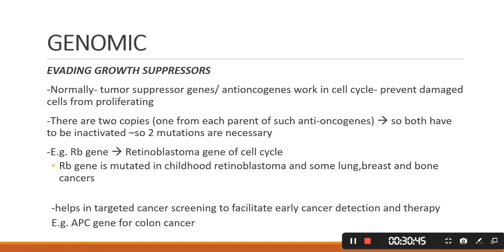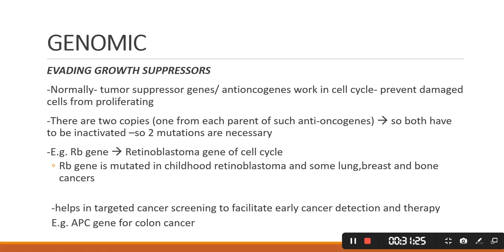Okay. Next is evading growth suppressors. Now, you understand the term, right? Evading growth suppressors means they escape the growth suppressors. All those genes which are going to suppress the growth, which are going to suppress the proliferation, they escape those genes. Now, how do they do that? Normally, tumor suppressor genes or anti-oncogenes work in the cell cycle. They prevent the damaged cells from proliferating. There are two copies, one from each parent, of such anti-oncogenes. So both have to be inactivated. So two mutations are necessary.